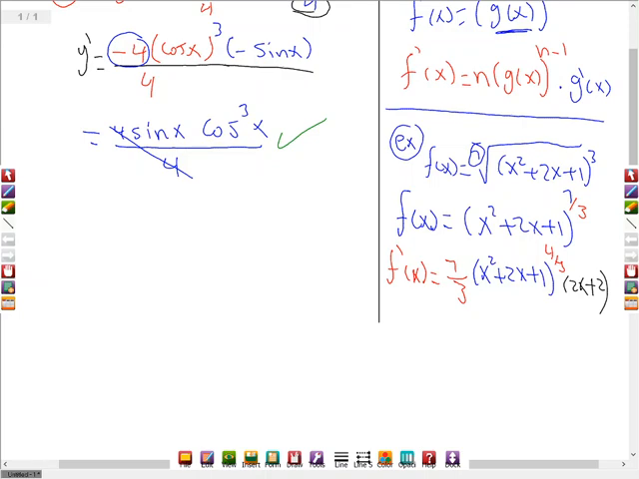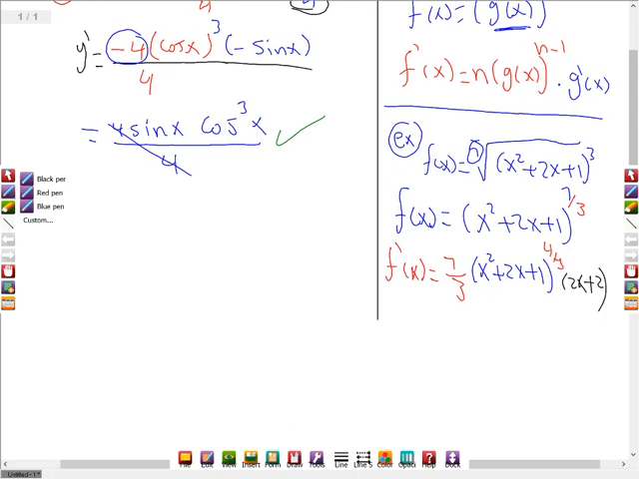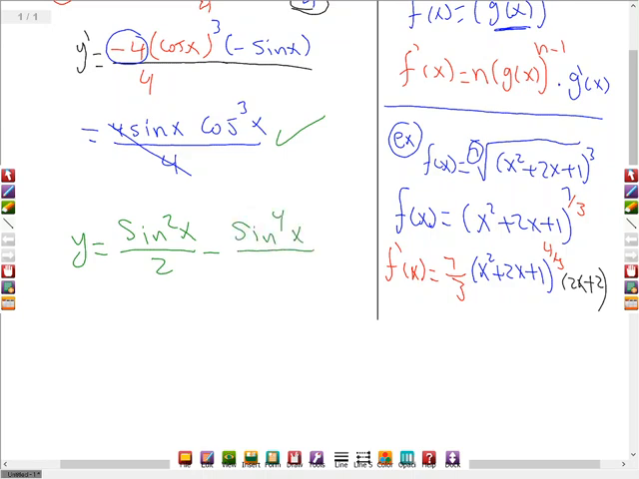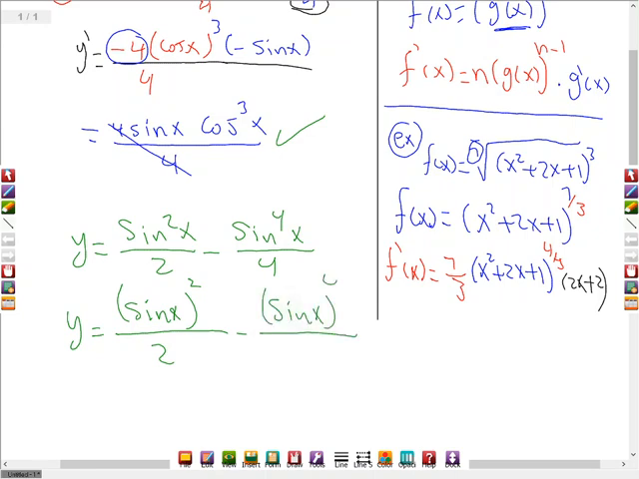What's my second function? Y equals the second choice. We have y equals sine squared x over 2 minus sine 4x over 4. I'm going to write these the same: sine x squared over 2, and sine x to the 4 over 4. Before I derive it, I need to simplify it.